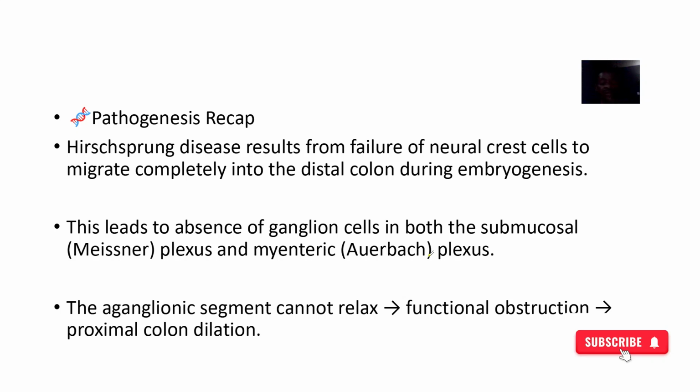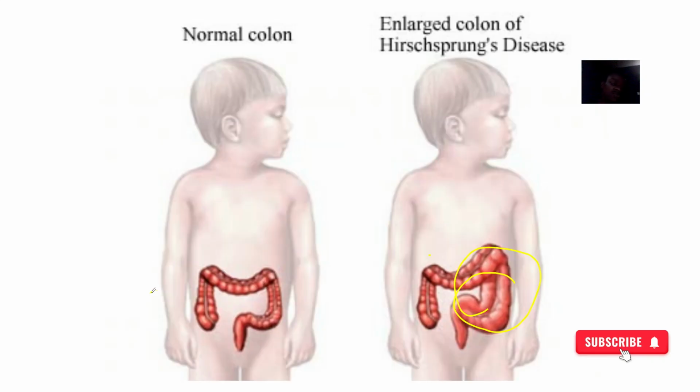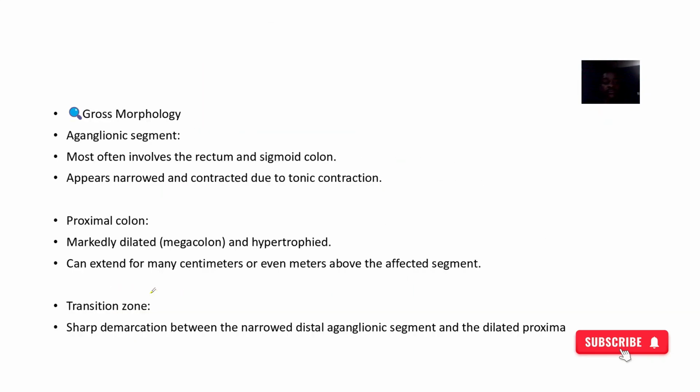So let's quickly have a recap of the pathogenesis. First of all, it's a disease condition that usually results from the failure of neural crest cells to migrate completely into the distal colon. That's when the baby is developing. This will now lead to the absence of ganglion cells in both the submucosal side and also the myenteric side. Because there are no nerves, the segment cannot relax. Do you understand? Most of the time there's dilation and that part of the bowel can't really move like it used to.